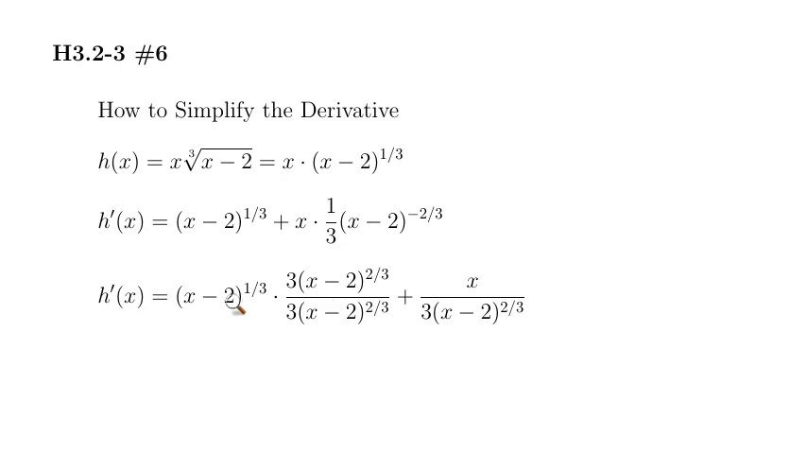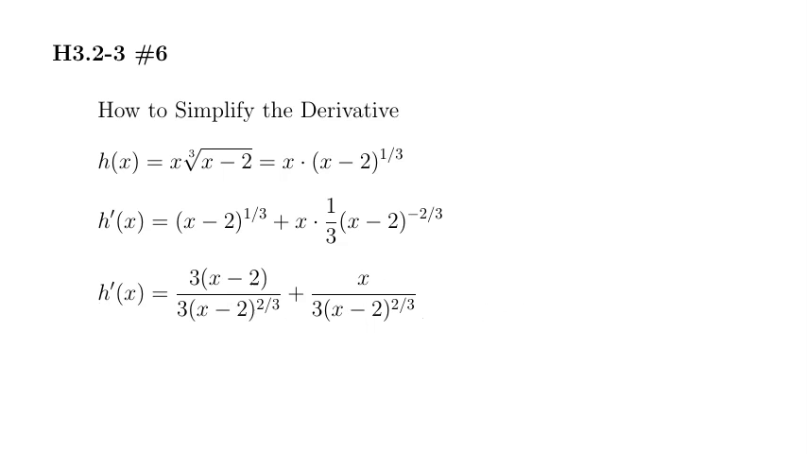Which means that this is going to become simply this. If you multiply (x minus 2) to the 1/3 power and (x minus 2) to the 2/3 power, you're just going to get x minus 2 to the first power. So I'm not going to really write the 1. You just get x minus 2 to the first power.